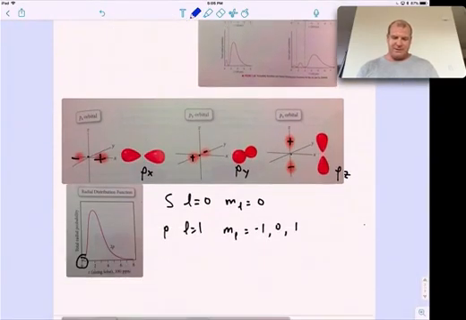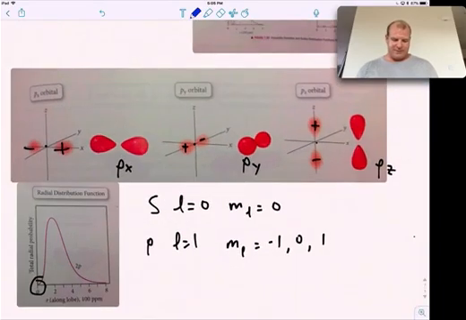Okay, so here are the other shapes of the orbitals. So here are the p electrons, and p electrons actually do have a node. So the p electrons have a node at the origin. So there is considerably less electron density in the nucleus of a p electron than an s electron.